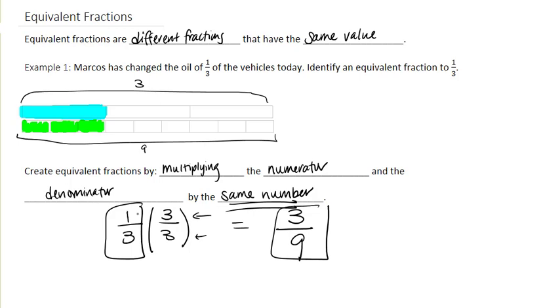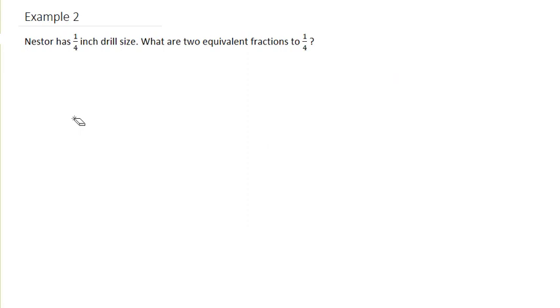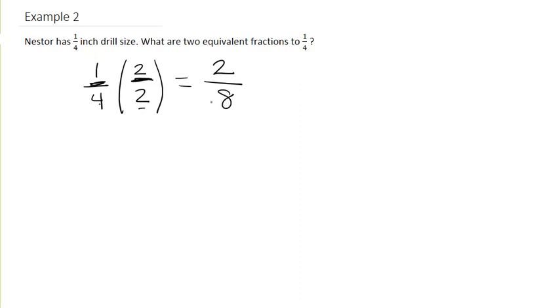So let's go ahead and look at another example. Example 2. Nestor has 1/4 inch drill size. What are 2 equivalent fractions to 1/4? So we have 1/4. Let's go ahead and multiply by 2 on the top and the bottom in order to get one equivalent fraction. So we go 1 times this 2 on the top, which is equal to 2. Now we have 4 times this 2, which is equal to 8. So 2/8 is an equivalent fraction to 1/4.